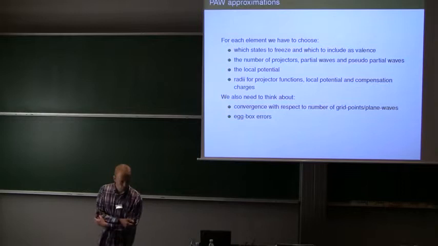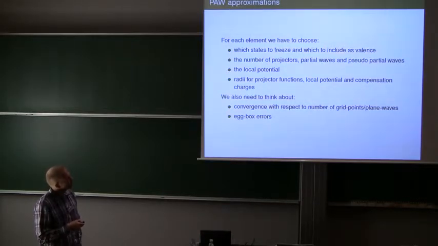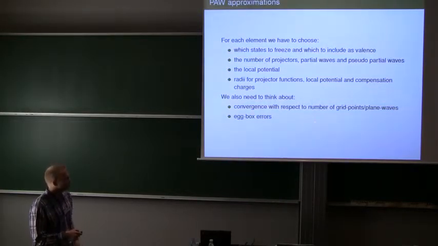And what we need to do when we modify these parameters is to choose which states are really important to include explicitly and which we can just keep from the atom, freeze them. And you have to say how many projector functions you have. With each projector there's a partial wave and a pseudo partial wave, and this is what we use to expand the wave function inside the atom. There's also a local potential to choose: if you have s, p, and d projectors and no f projectors, then f-type also receives this local potential. So this is also important. And then there are some radii you have to choose and some other stuff. And of course we have to check that it can actually work with this setup in a reasonable way.